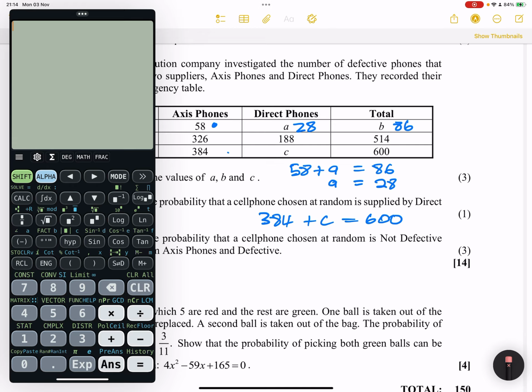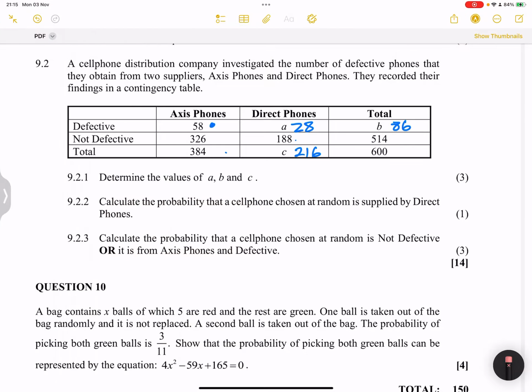Right, so let's use this one. So C will be 600 minus 384. So that gives us 216. And we can check. If we took again 188 plus 28, we should get the same value, 216. So that's 216. All right, I hope that we got that part. So we've got the values of A, B, and C respectively.